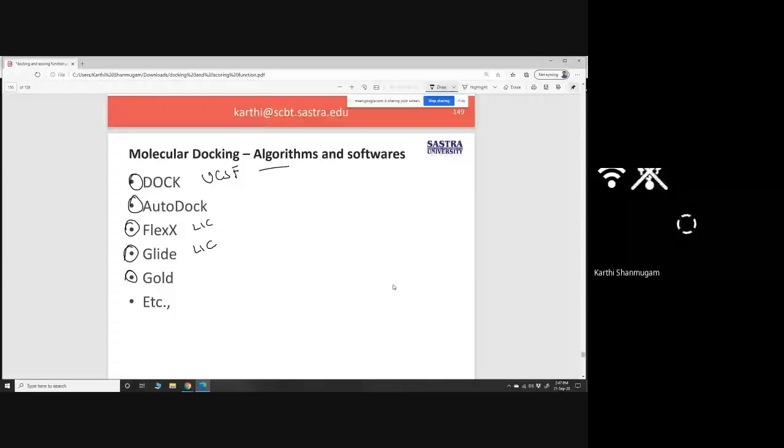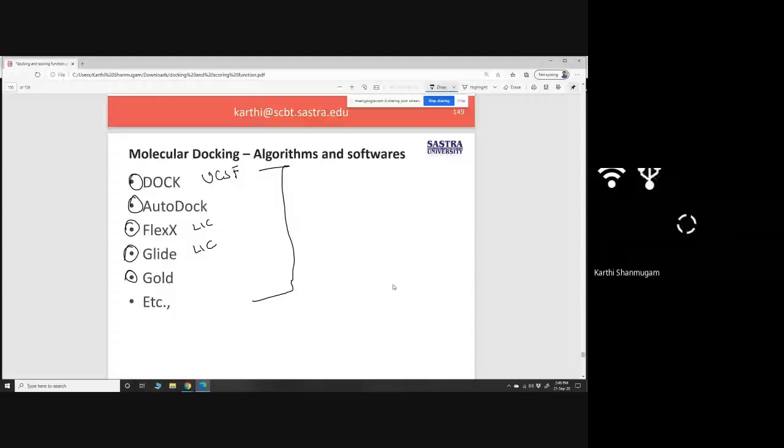And GOLD is another famous docking algorithm. We can give many names, right? So nowadays, there are a lot of docking algorithms. But anyway, these are, we can say, very commonly used, still successful molecular docking algorithms.